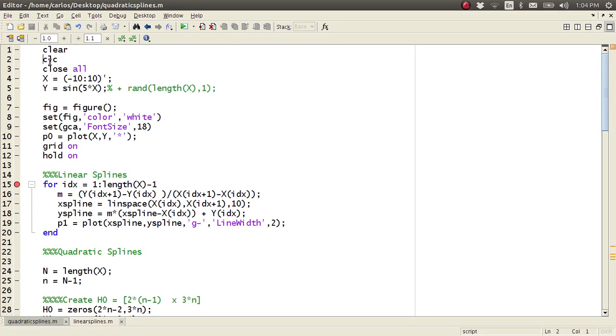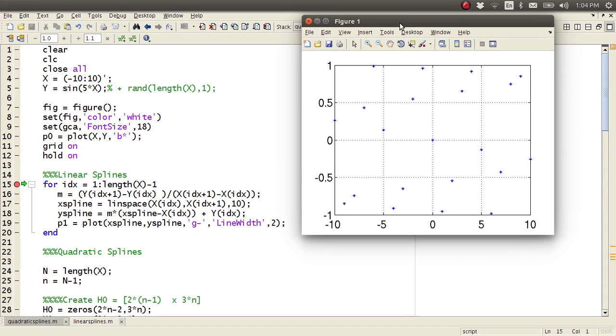So I have clear, clc, close all. I have x is negative 10 to 10. I throw a transpose in here, so it's a column vector. y is sine 5x. I do a figure, I set the color to white, the axes font size to 18. I plot x y with blue stars here, and then I do a grid and a hold on. So I'm going to hit play here, and I get my figure here.